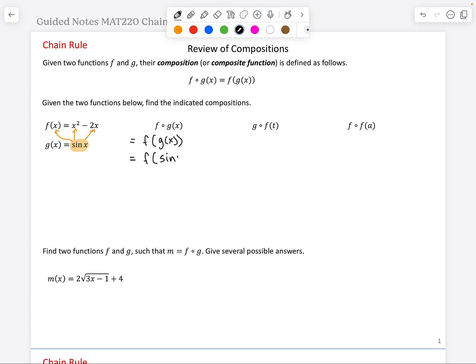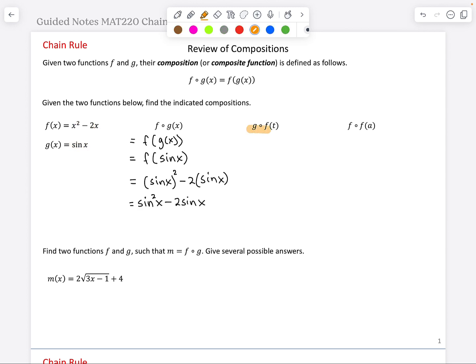G of x is the sine of x. And now we're going to plug sine of x into the two different x's we see in the rule of f. So we have sine of x squared minus 2 times sine of x. This x and this x got changed to sine of x. So we could write this now without parentheses as sine squared of x minus 2 sine of x.